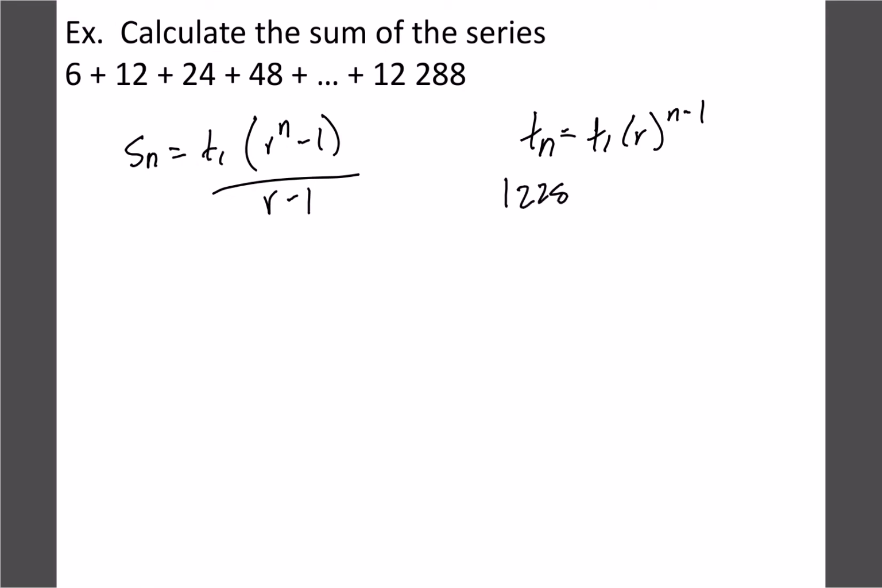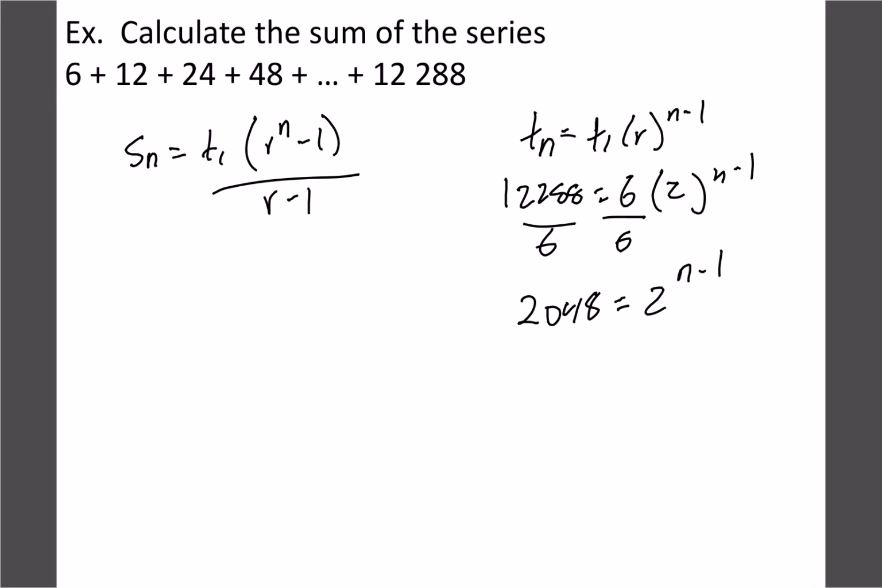We got 12,288. Term 1 is 6. Our r was 2 to the n minus 1, so we want to divide by 6. 12,288 divided by 6 gives us 2048. Once again, we'll sort of guess and check. 2 to the 6, we'll try. It's too small. Let's try 2 to the 8. It's too small. 2 to the 10. It's too small. 2 to the 11 is 2048. So that means n has to be 12.